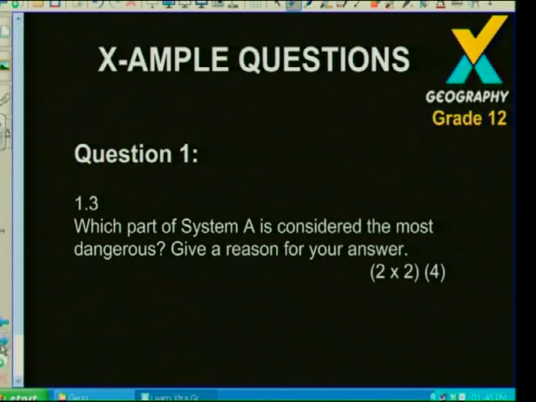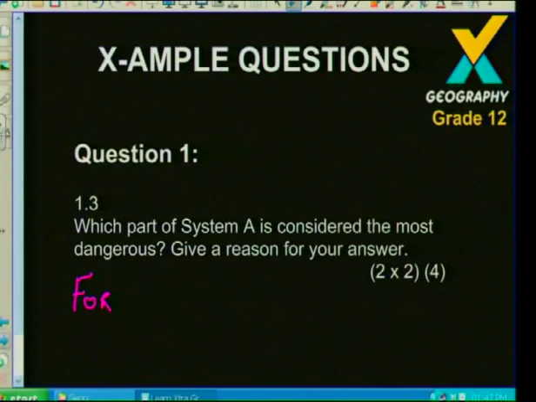Which part of system A is considered the most dangerous? Give a reason for your answer. All right, once you identified system A, you already worked out it's a tropical cyclone. You have studied and understand the tropical cyclone as such. So you know the forward left-hand quadrant is the most dangerous. Although the diagrams may not give you so much information, because we didn't show you the isobars being close there, you can still work it out.